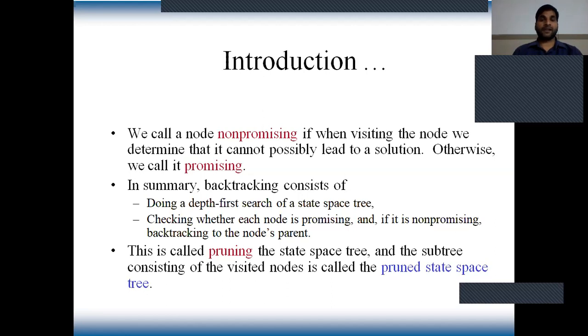In summary, backtracking consists of first doing a depth first search of a state space tree, and second, checking whether each node is promising, and if it is non-promising, backtracking to the node's parent. The state space tree is called the pruned state space tree, consisting of the visited nodes.